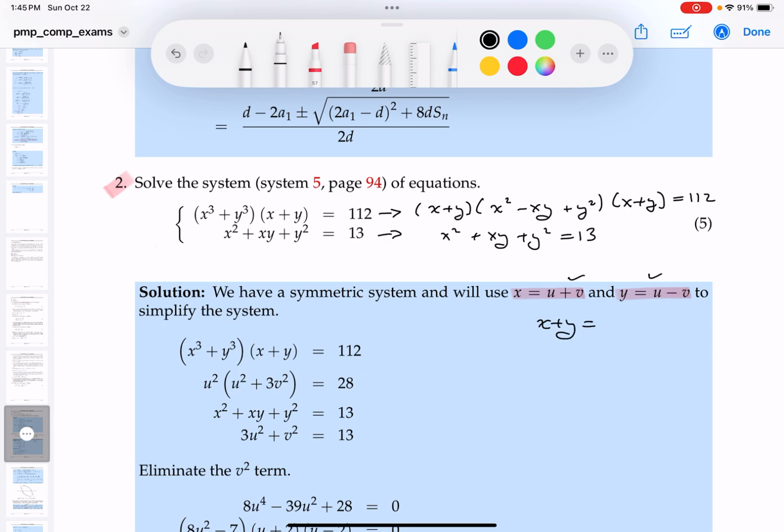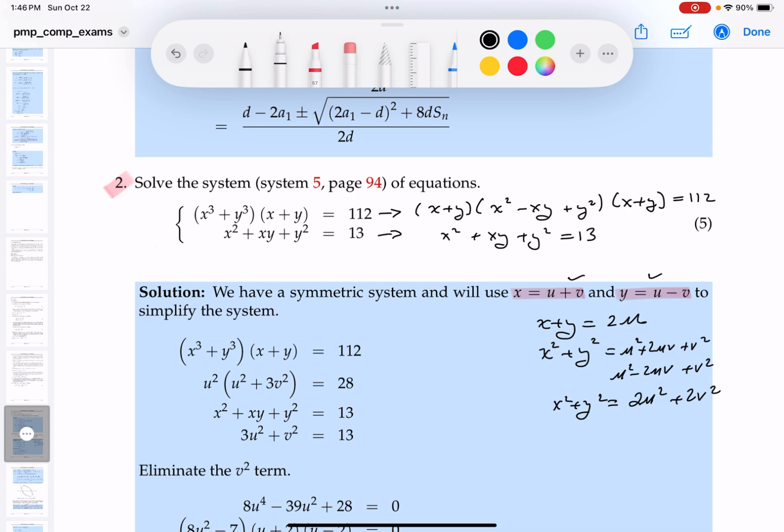Well, these are my substitutions. x plus y would be, let's say, just 2u. What else do I need? Well, I need x squared plus y squared. I'm seeing that all over the place too, by the way. What's x squared plus y squared? Well, with x as u plus v, x squared is u squared plus 2uv plus v squared. And what's the y squared going to be? u squared minus 2uv plus v squared. So x squared plus y squared is equal to 2u squared plus 2v squared.